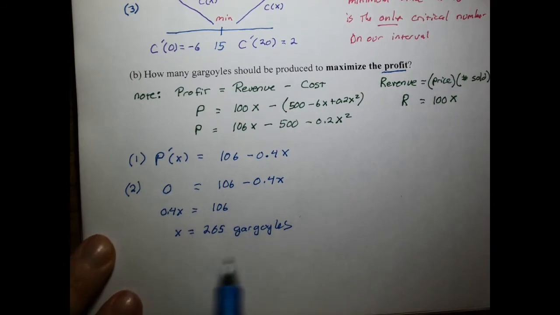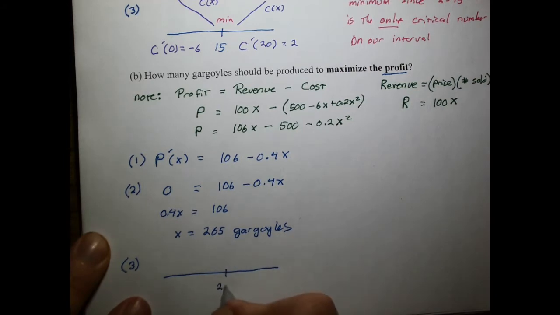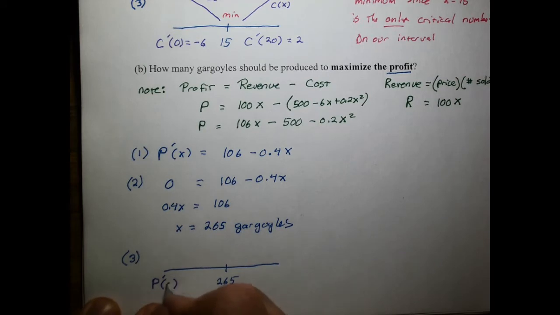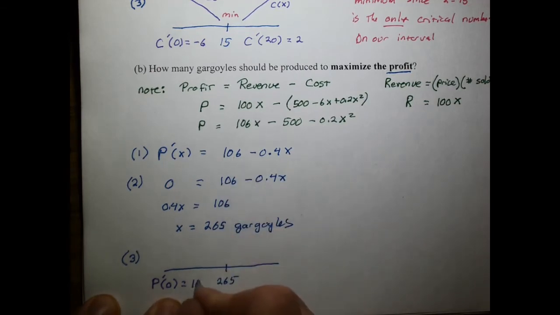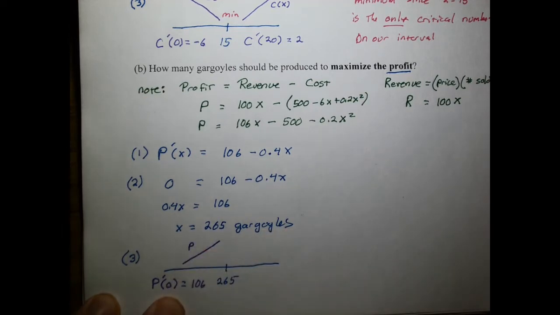So all that's left is to know, is this a max or a min or neither? So we're going to do a check. I want to know if the function's increasing or decreasing. So I'll test a number before 265. And 0 is kind of an easy one to plug in. And if you plug in 0 for x into the derivative, we get 106, which means the profit is going up.